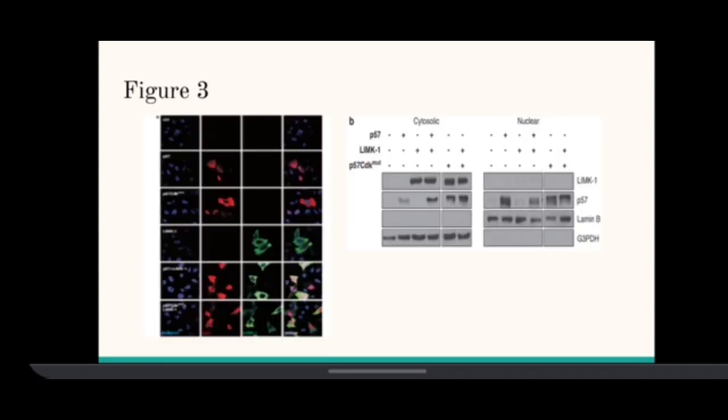In figure 3, we are looking at the P57-KIP2 and the LIMK1 that is colocalized in the cytoplasm.